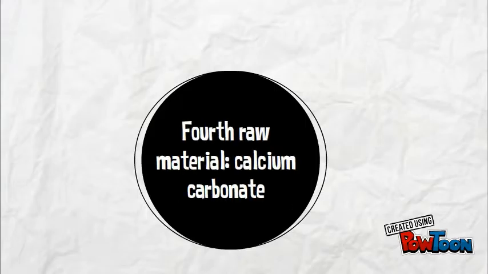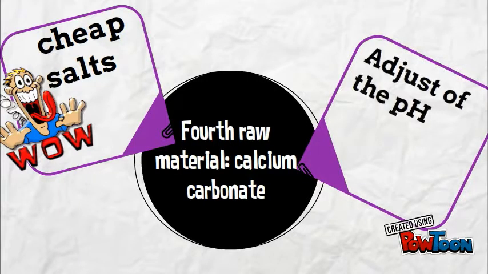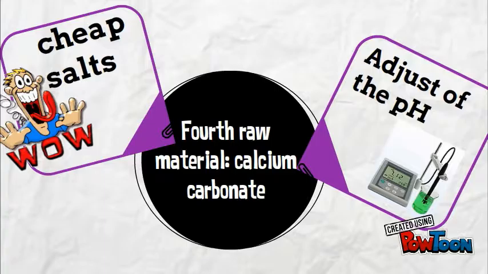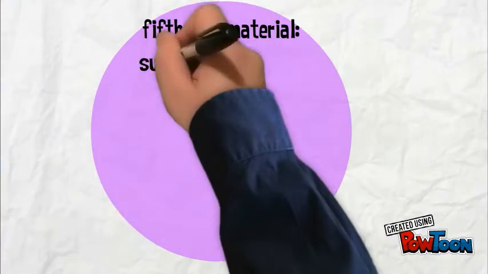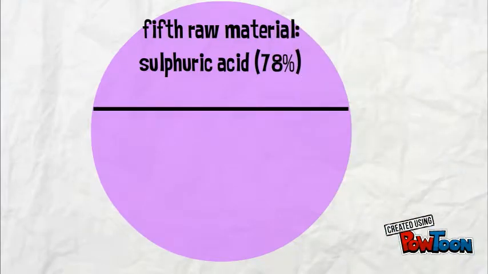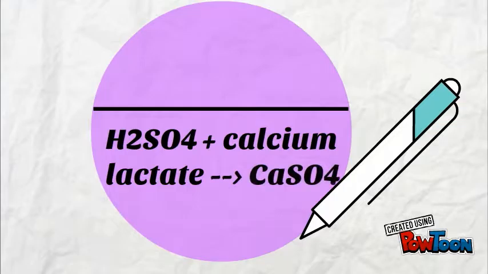The fourth raw material is calcium carbonate. Calcium carbonate is usually the least expensive of the salts available for the purpose. It functions to adjust the pH of the fermentation broth. The fifth raw material is sulfuric acid. Sulfuric acid will be used in the downstream process. It will react with calcium lactate to form insoluble calcium sulfate, which is easier to filter out.